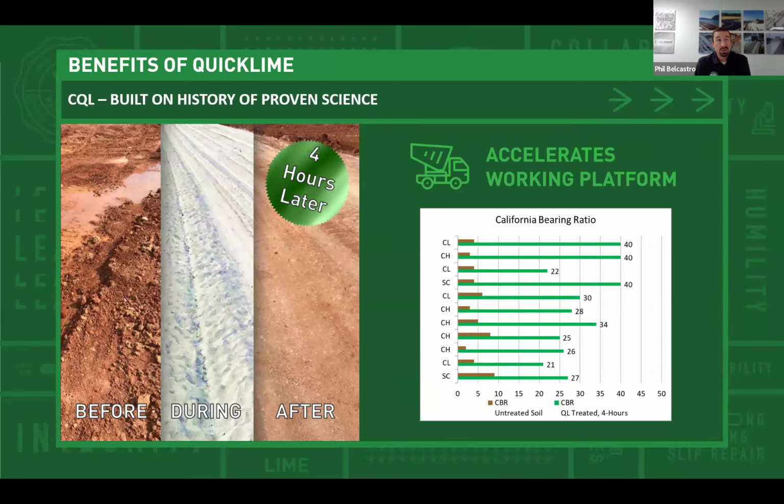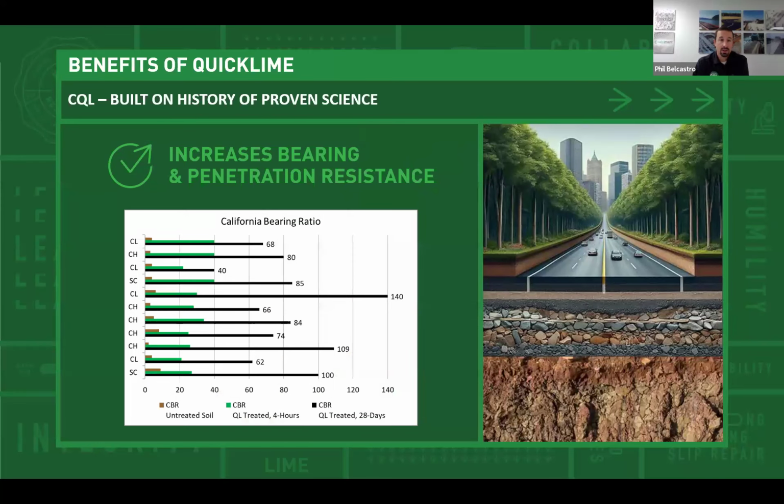Additionally, since those reactions are happening faster, maybe this is going to help us lead to some lower addition rates. That is, increase the bearing pressure and resistance. We took those same CBR specimens and put them in our cure room for 7 days at a higher temperature to mimic 28 days, which is what we're seeing here.